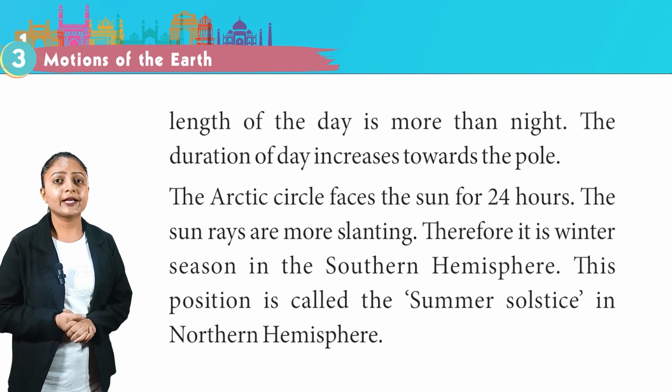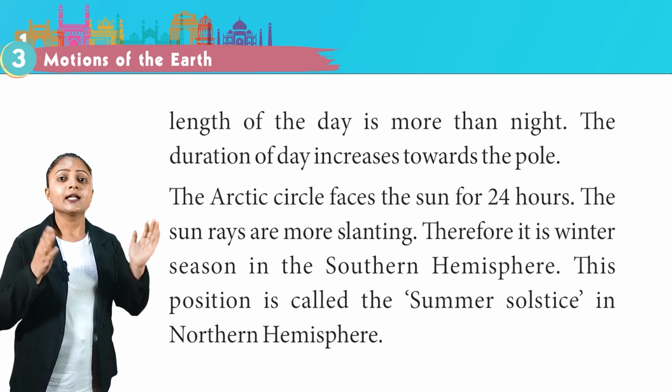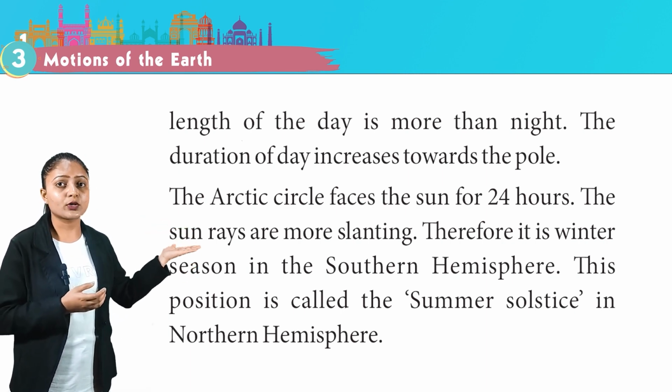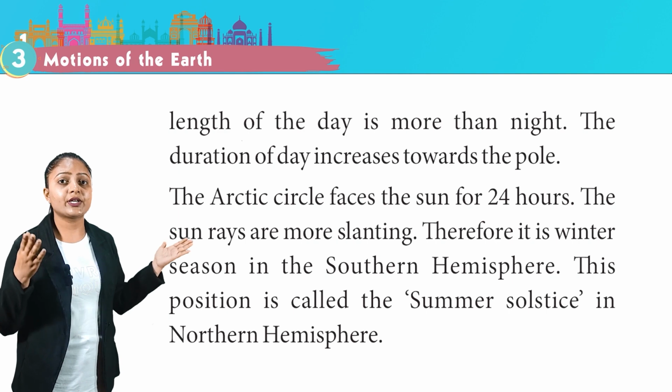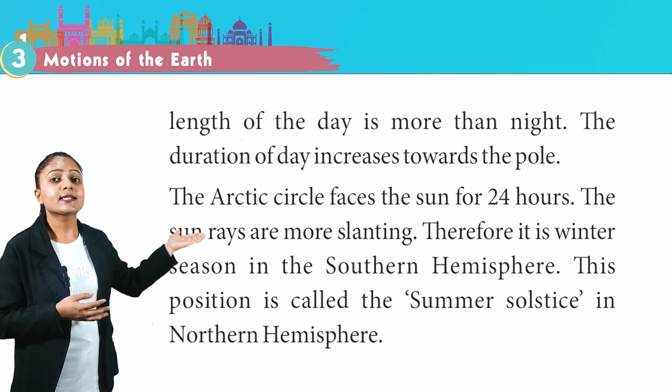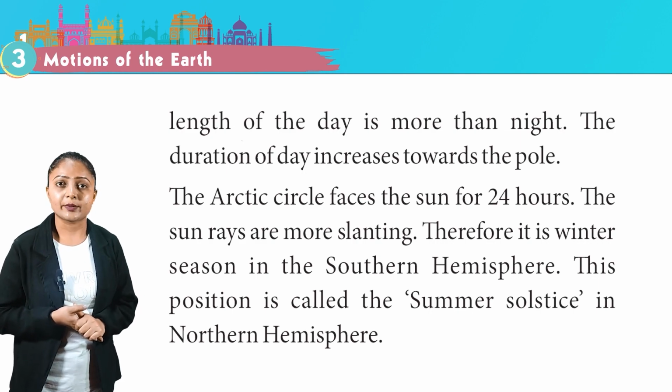The duration of day increases towards the pole. The Arctic Circle faces the sun for 24 hours. The sun rays are more slanting, therefore it is winter season in the southern hemisphere. This position is called summer solstice in the northern hemisphere.